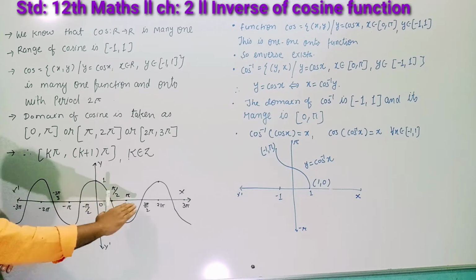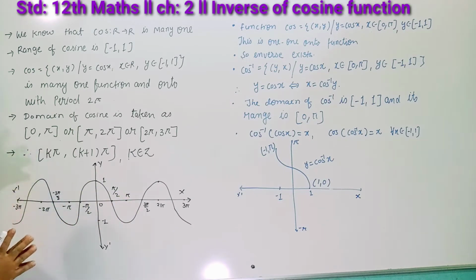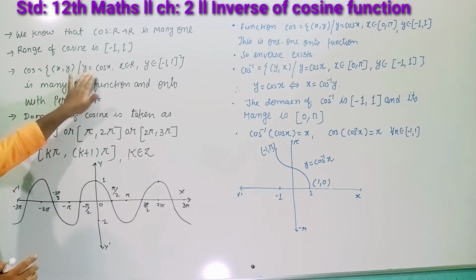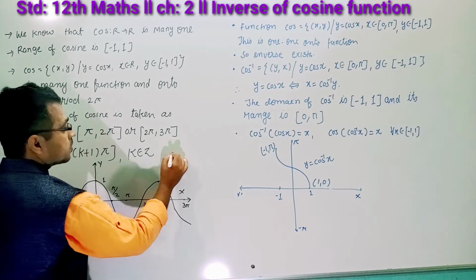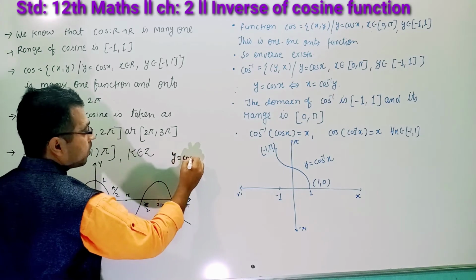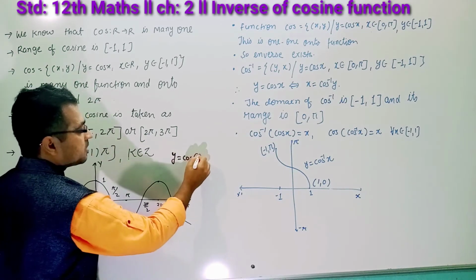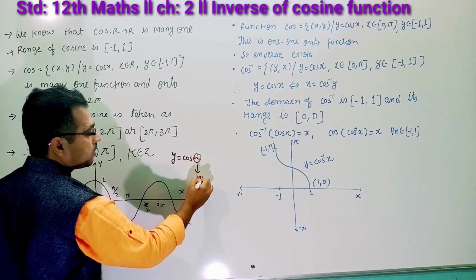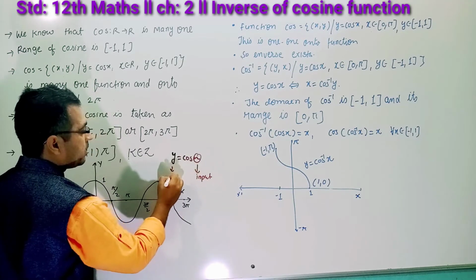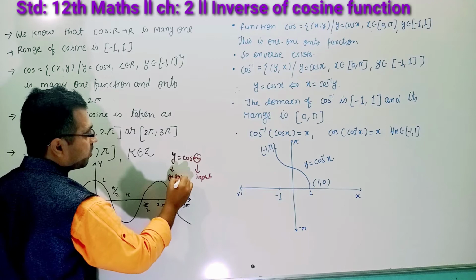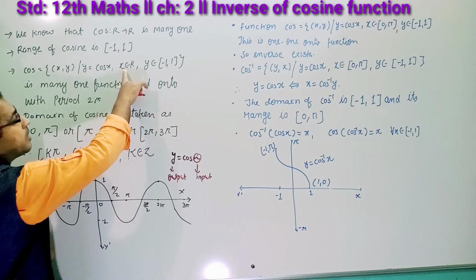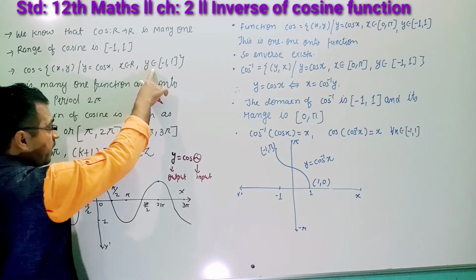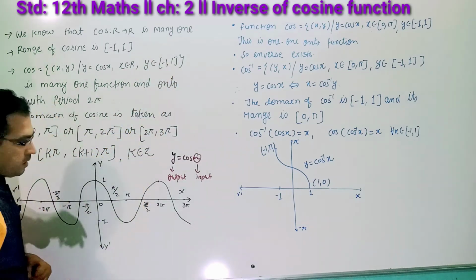x axis and y axis. Here students, you can see that y is equal to cos x. So x is input and y is output. So x belongs to all real numbers, where y belongs to -1 to 1.